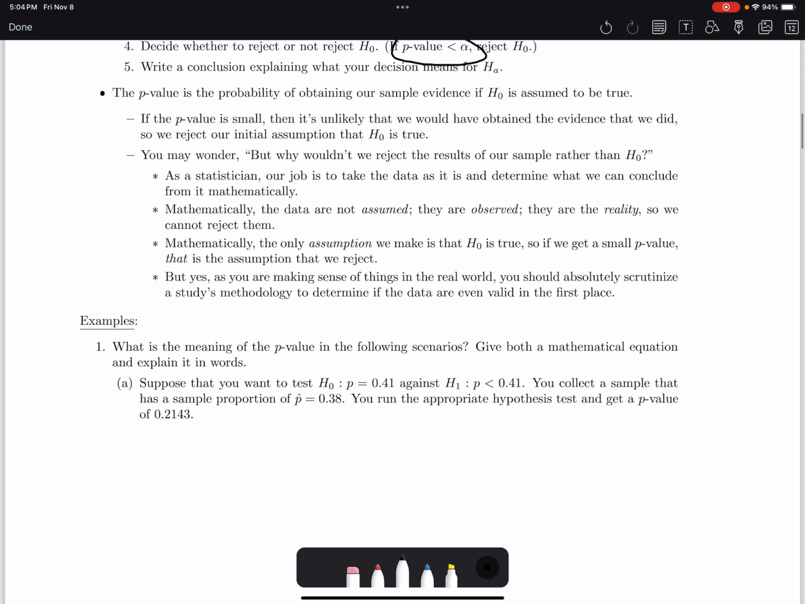Let's just talk about the p-value a little bit, right? As we said a second ago, the p-value is the probability of obtaining our sample evidence if the null hypothesis is assumed to be true. If the p-value is small, then it's highly unlikely that we would have obtained the evidence that we obtained if we assume that the null hypothesis is true. And so we reject that assumption.